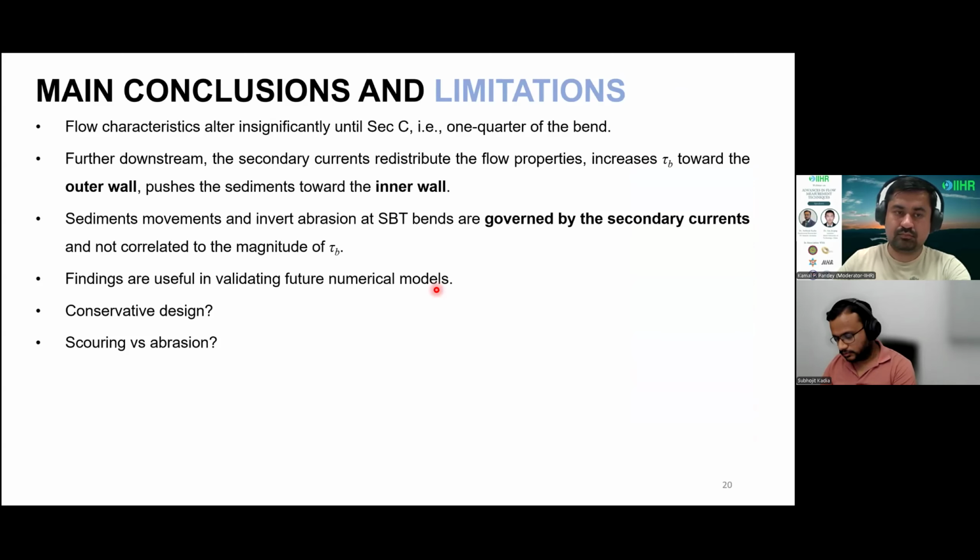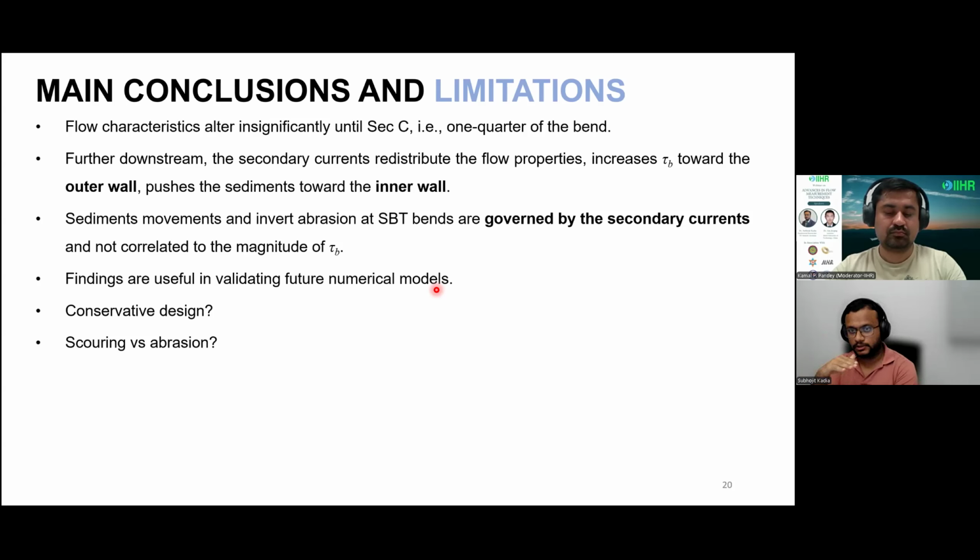So let's come to the major conclusions. We observe that up to the quarter of the bend, that is section D, the secondary currents of type 1 didn't have much influence on the flow distribution and also sediment. But beyond the midway of the bend, due to the development of the secondary currents, the flow property is modified across the channel. The high momentum fluids are pushed towards the outer wall. The bed shear stress is increasing towards the outer wall.